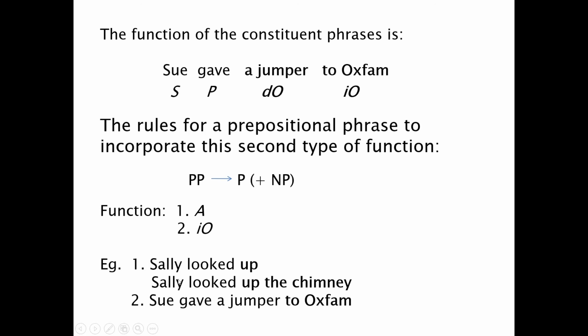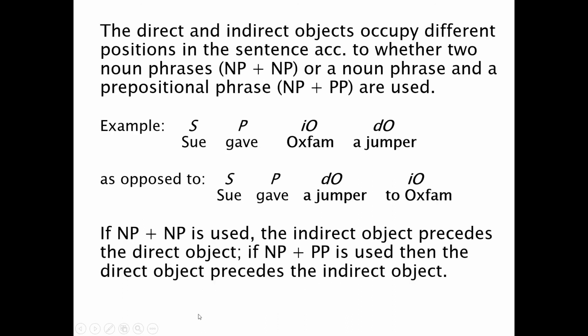Okay, function: 1.a, adverb, and here we have number 2, indirect object. Sally looked up. Sally looked up. So look up, that is an adverb, and it can be a preposition. Sally looked up, and here we say Sally looked up the chimney. So you see that chimney, that is the object. So gave a jumper to Oxfam. So that is an intransitive verb, that is a transitive verb, and that is the transitive verb, as you see.